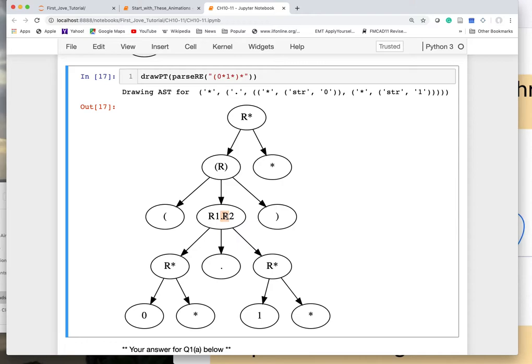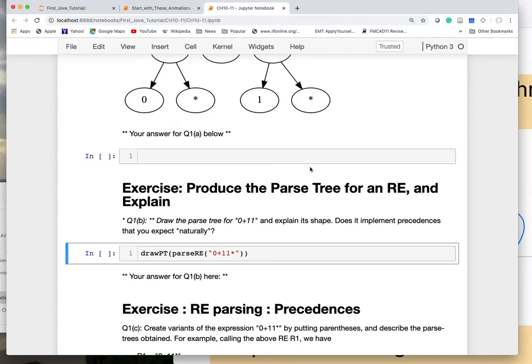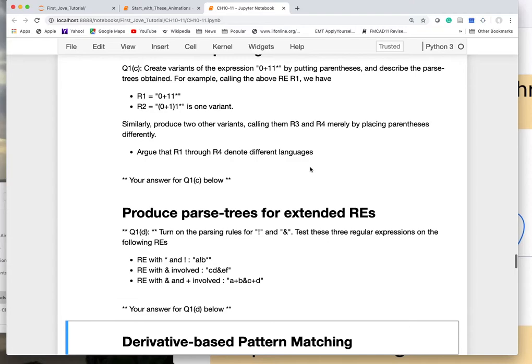So this is what the pattern matcher will use. This is only for the looks, the tree below. So where is the pattern matcher?